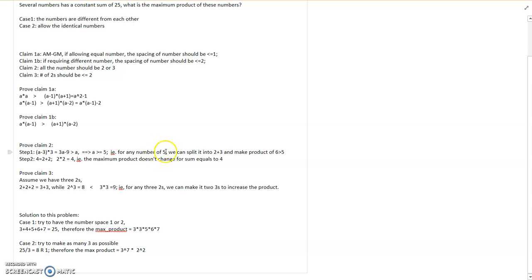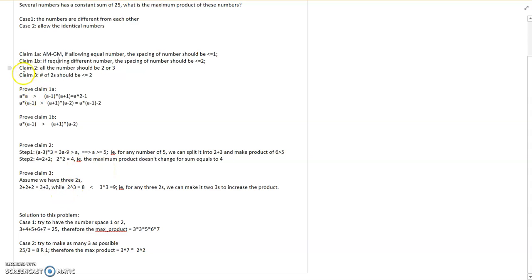So that means any number of 5, we can split into 2 plus 3 and make a product of 6, which is greater than 5. So for any number greater than or equal to 5, you need to split it. And let's see step 2: how about 4? 4 is 2 plus 2, and 2 times 2 is 4. So when you split 4, the maximum product you get is only 4.